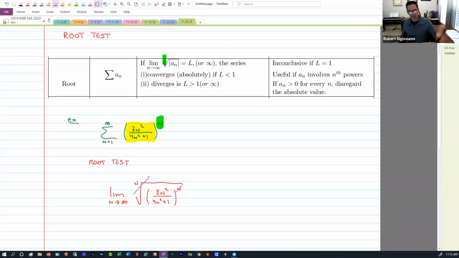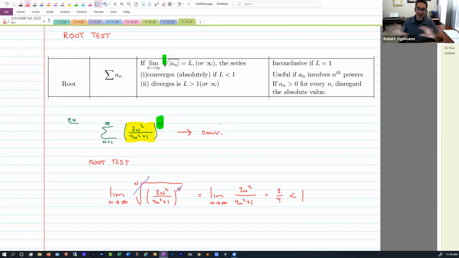Now, the nth root and the n cancel. That's the whole beauty of the root test right there. Those things cancel, and all you're left with is the limit as n goes to infinity of 3n squared over 4n squared plus 1. If you just do L'Hopital on that, actually just once, you'll get 3/4. And that's less than 1, so this converges. Okay? Any questions?